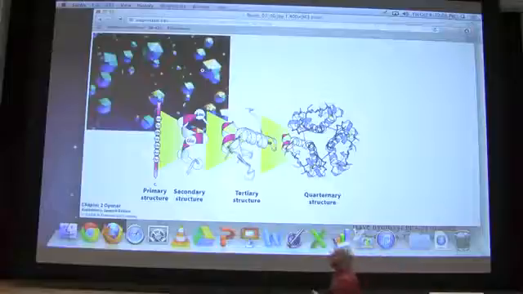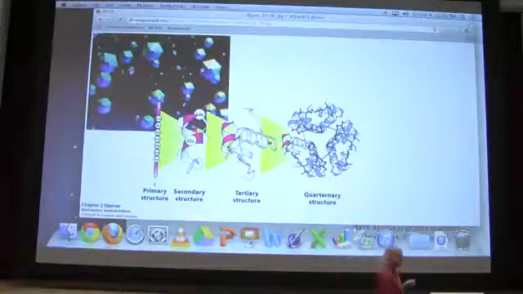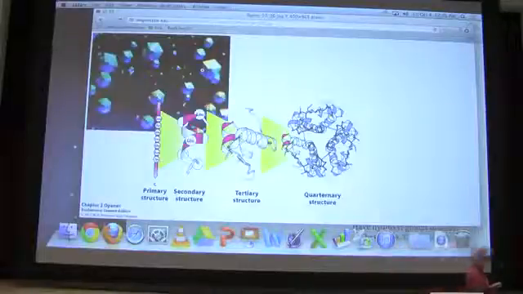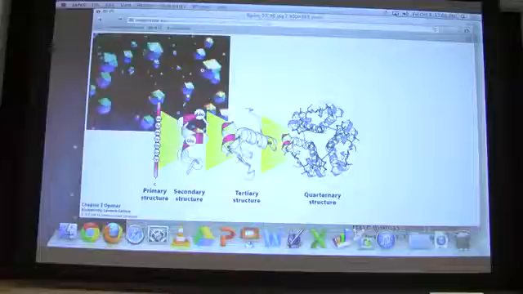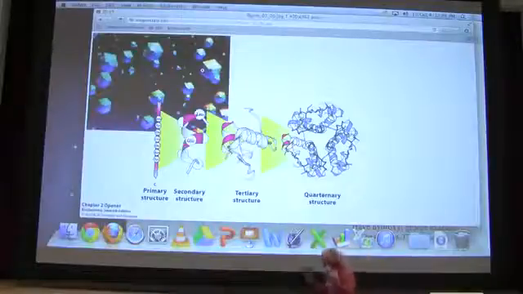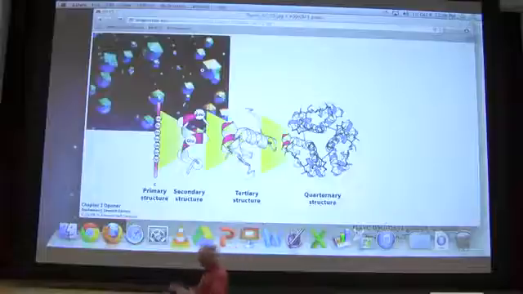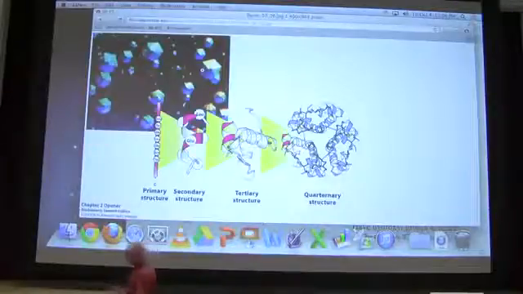Primary structure is the sequence of amino acids that occurs in a protein. Primary structure determines all of the other properties of a protein. It determines the secondary structure, it determines what the tertiary structure is, and it determines what the quaternary structure is.